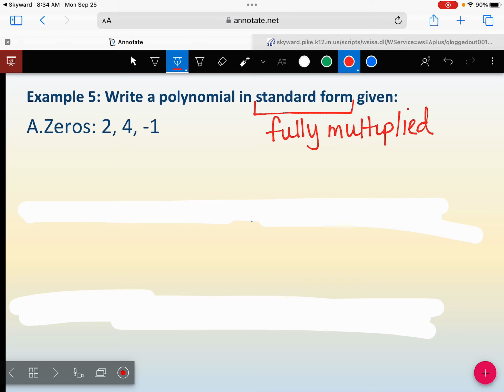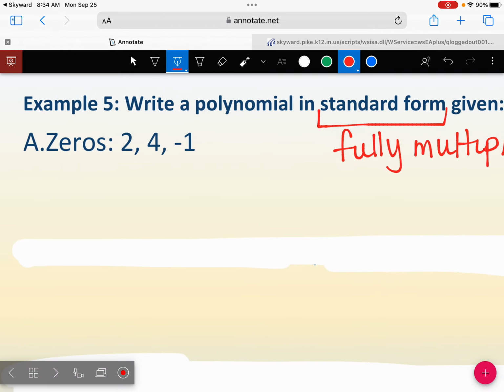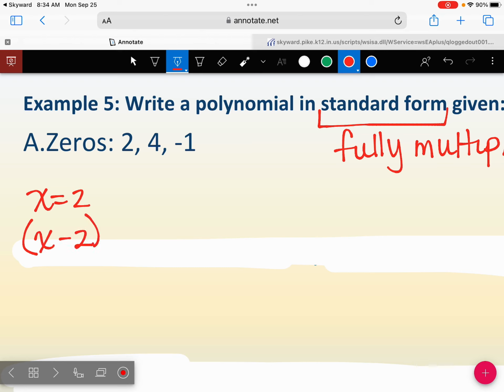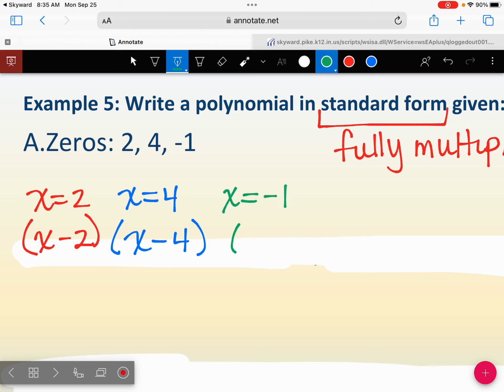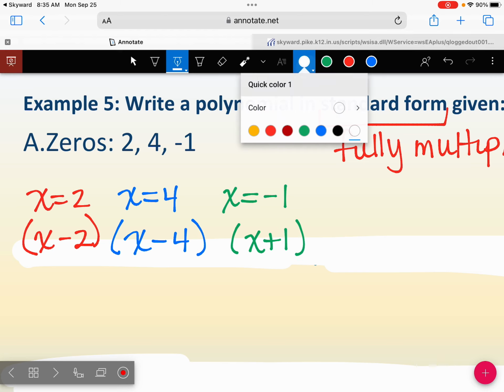So the first step is going to be to write your factors, and then the next thing you just multiply it and combine like terms. It's pretty simple. So we have 3 zeros. If I have a 0 at positive 2, that means my factor would be what? X minus 2. Good, because that's how you get a positive 2. And if I have a 0 at x equals 4, that means my factor would be x minus 4. And lastly, if I have a 0 at x equals negative 1, it means I have a factor of x plus 1. So we simply need to multiply these through together.